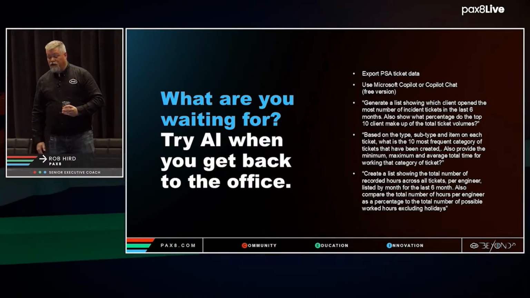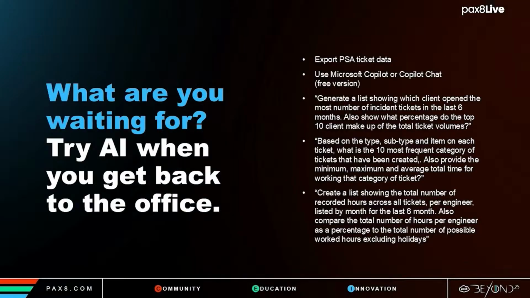And so if we take a look at this first prompt, what client opened the most number of tickets? Is there one particular client who's consuming an unreasonable amount of your engineers' time? Second prompt, summarize all your tickets and come up with the top 10 list of categories. What is your technical team working on? Are your engineers spending 45 minutes on a password reset?